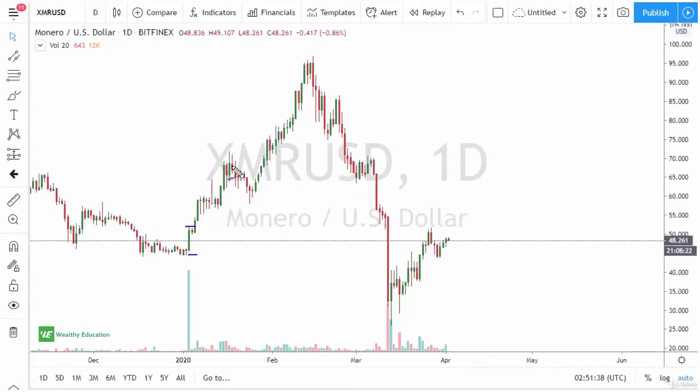We rallied quite a bit. You can see that there is some support there. That could be your next stop loss. So once the trade moves in your way, and if it breaks back down, then you got out with a small gain. Some traders will do something very simple.